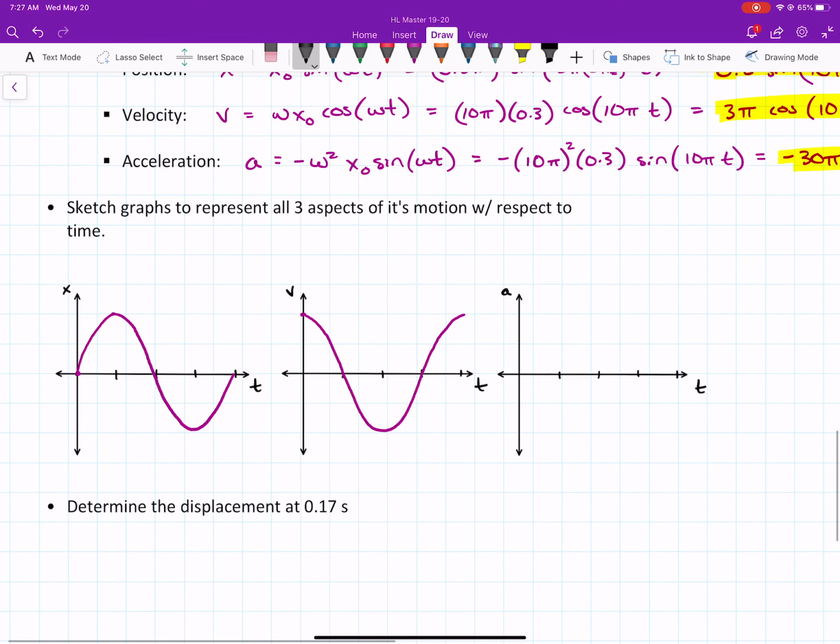And then our acceleration graph is going to be the flipped version of the position graph. So if that's a positive sine, this is going to be a negative sine, which is also in our equation up above.